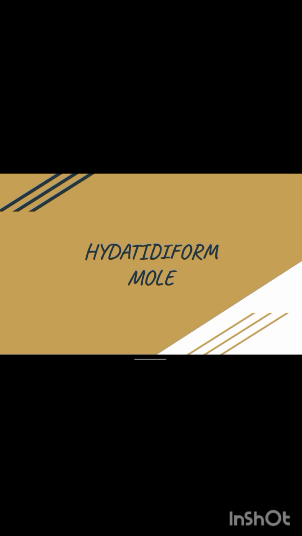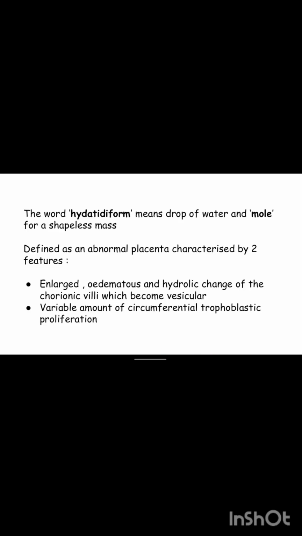Now looking onto the last topic, that is hydatidiform mole. The word hydatidiform means drop of water and a mole for a shapeless mass. This hydatidiform mole is defined as an abnormal placenta characterized by two features. One, enlarged edematous and hydropic change of the chorionic villi which become vesicular, and the second one is variable amount of circumferential trophoblastic proliferation.